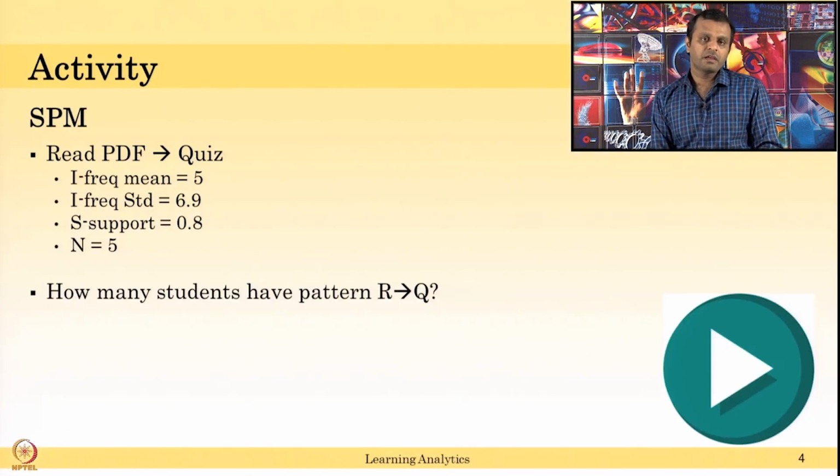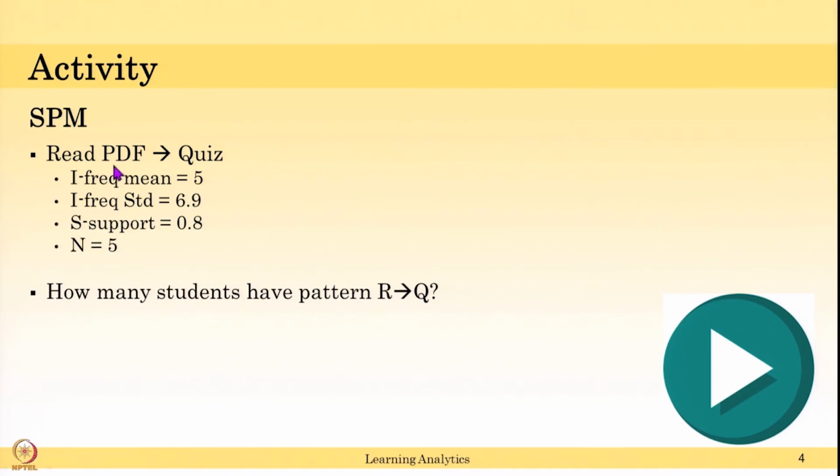Simple activity. In this activity, consider there are 5 students, n equal to 5, and the high frequency mean, that is average, is 5, and the high frequency standard deviation is 6.9 and S support is 0.8. Given these metrics, high frequency mean, S support and standard deviation, with n equal to 5, how many students have the pattern read to quiz? Pause the video, answer this question, then resume the video to continue.